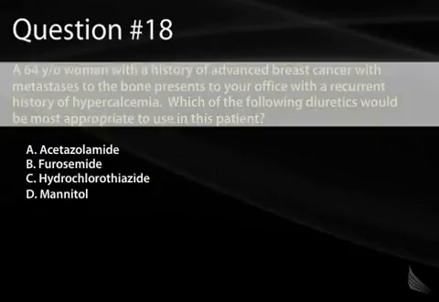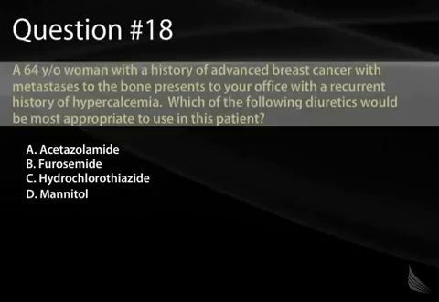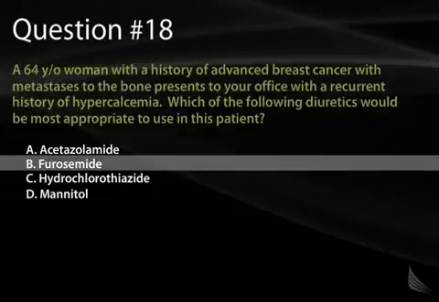Question 18. A 64-year-old woman with a history of advanced breast cancer with metastasis to the bone presents to your office with a recurrent history of hypercalcemia. Which of the following diuretics would be most appropriate to use in this patient? A. Acetazolamide, B. Furosemide, C. Hydrochlorothiazide, or D. Mannitol. The answer would be B.